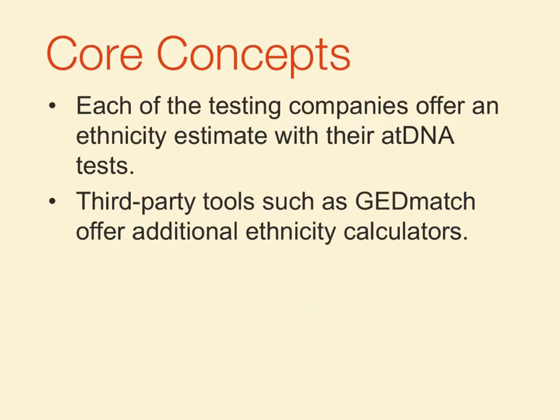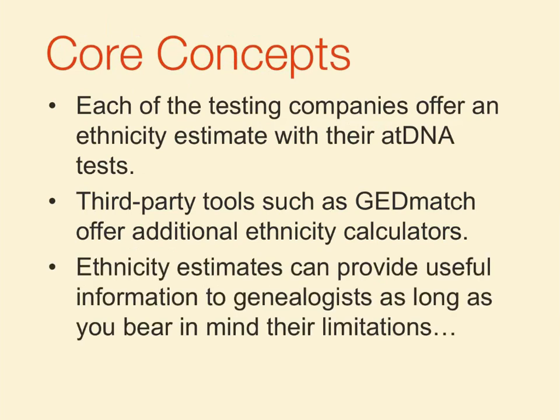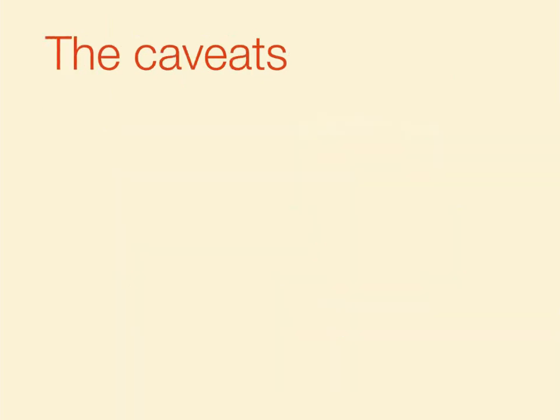And there's also third-party tools such as GEDmatch, which I don't have time to talk about in this session, that offer additional ethnicity calculators. I have seen there are other sessions at Legacy webinars that do go into some of these other tools such as GEDmatch, and I'd refer you to those where you'd be able to learn about how to take your data, say, from a service like MyHeritage and transfer it to GEDmatch and look at other ethnicity estimates as well. And ethnicity estimates can provide useful information to genealogists as long as we bear in mind the limitations, some of which I spoke about.